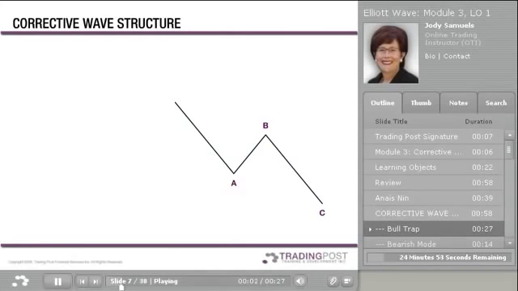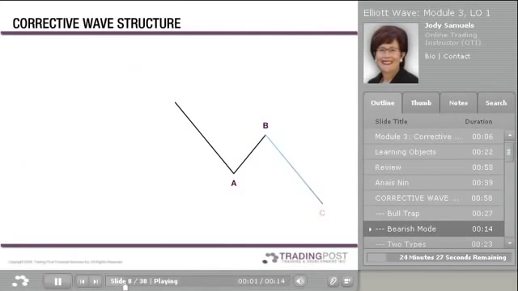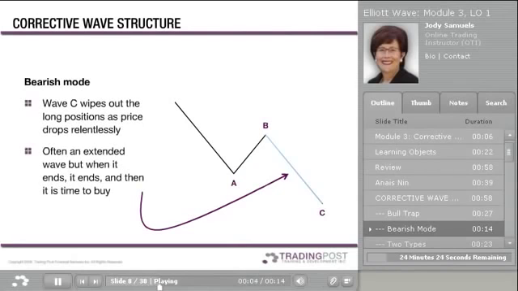One word of caution. After a five-wave sequence, wave B of this three-wave correction is what is known as the bull trap in an ABC corrective sequence. At this point, traders are euphoric about going long in the market again, not realizing that wave C is about to follow. This is a good time to position short for wave C. Wave C wipes out the long positions as price drops relentlessly. It is often an extended wave, but when it ends, then it is time to buy.